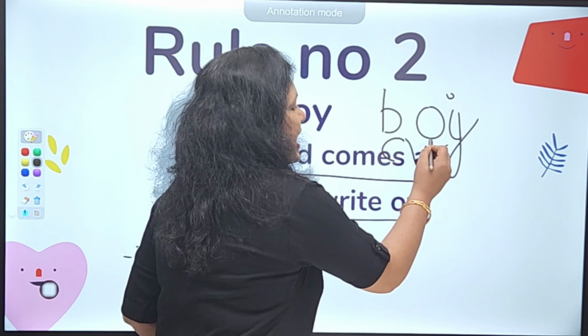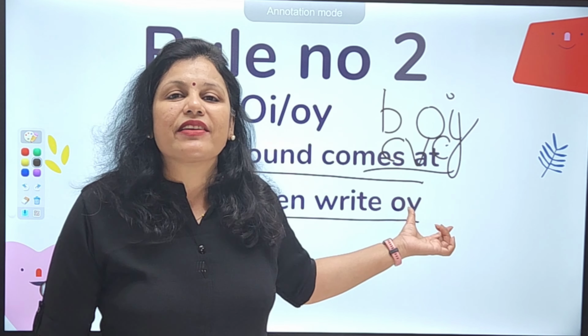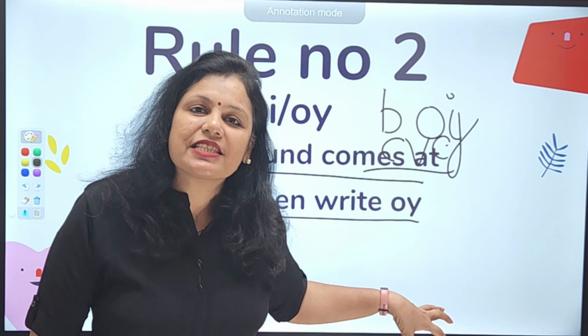Since this word looks like a CVC word, please don't give it as a CVC word, because this is not a CVC word.